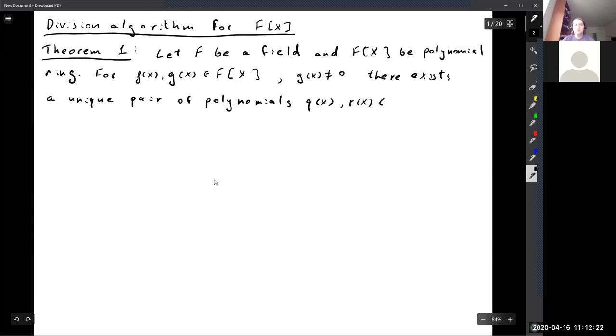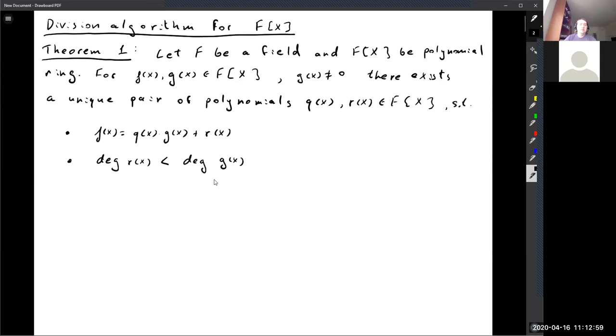So here q stands for the quotient and r stands for the remainder, such that f of x can be written as q of x multiplied by g of x plus the remainder r of x. That's the first condition, and also that the degree of r of x is strictly less than the degree of g of x, the polynomial by which we take the quotient.